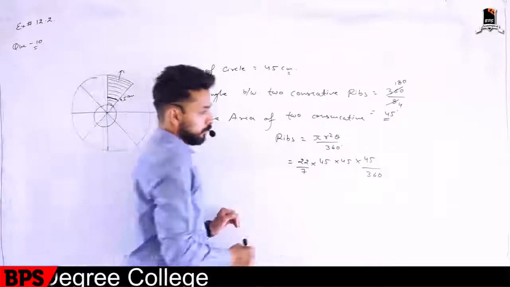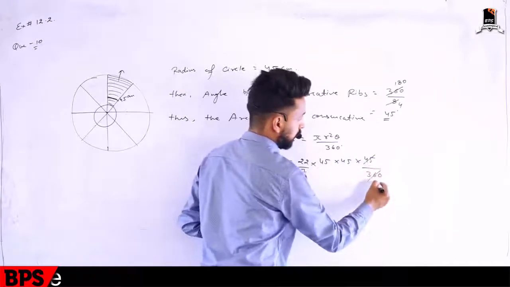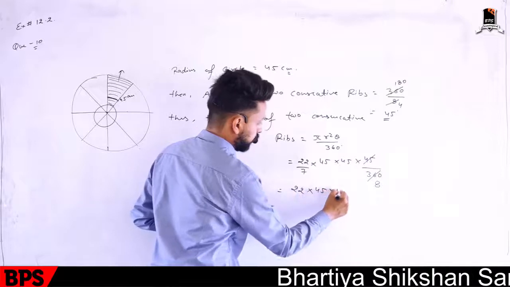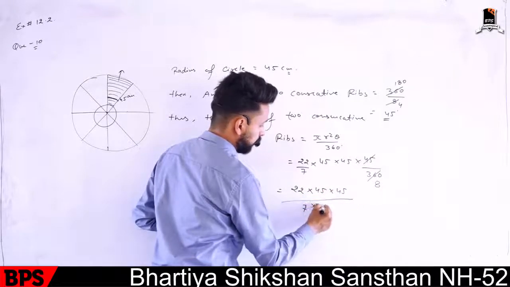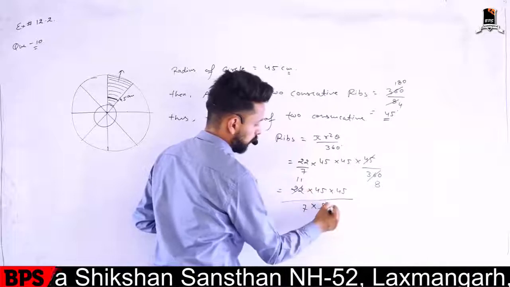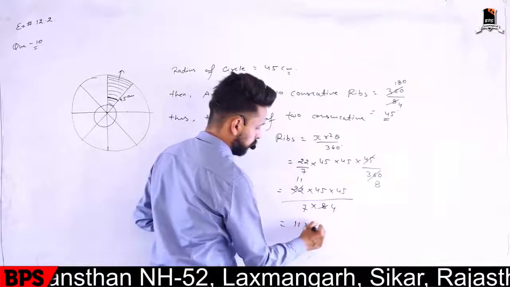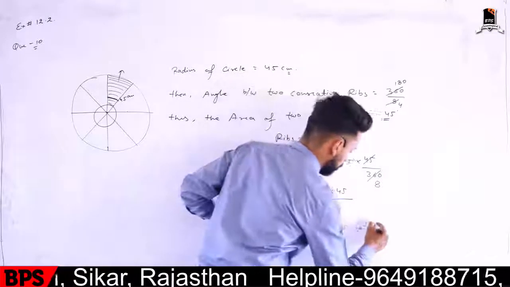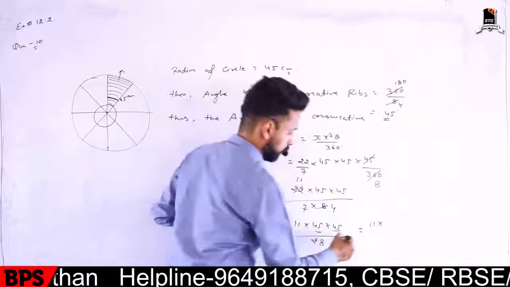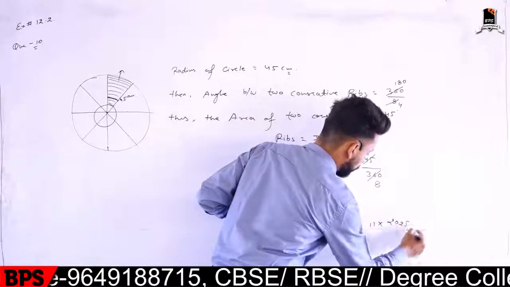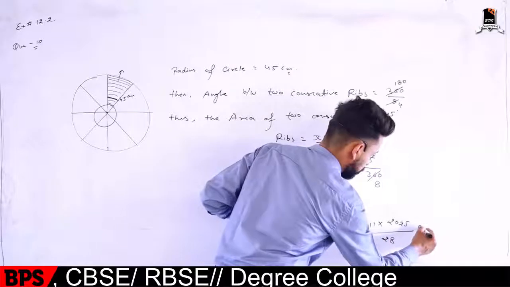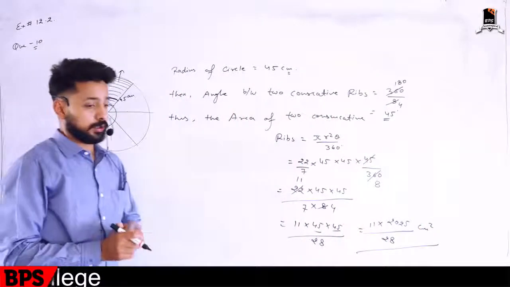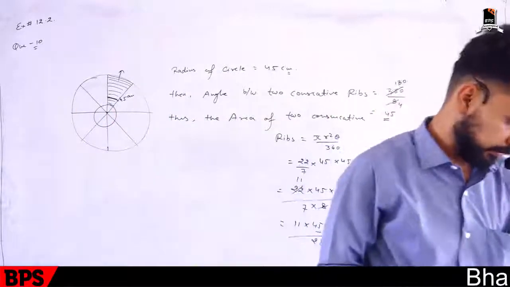Now 45 cancels 8 times. So then 22 into 45 into 45 upon 7 into 8. 8 cancels, 11 and 4. So 11 into 45 into 45 upon 28. So then 11 into 45 into 45, that is 2025, upon 28 centimeter square. Done.